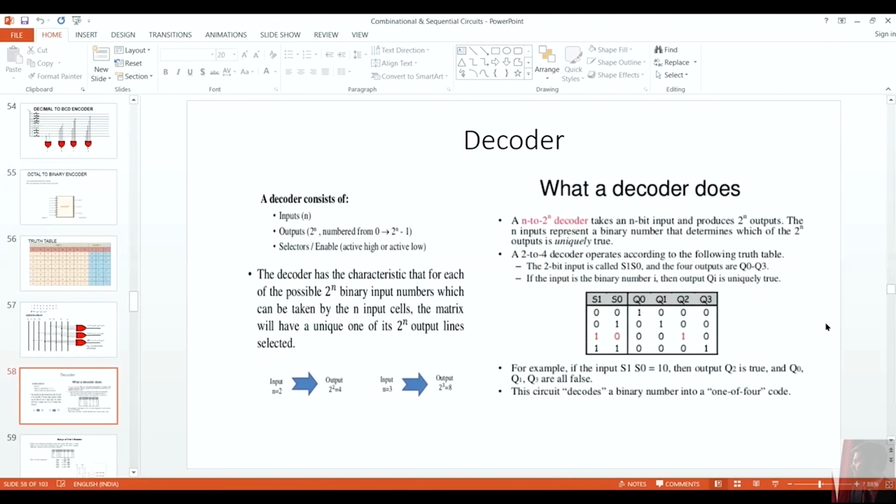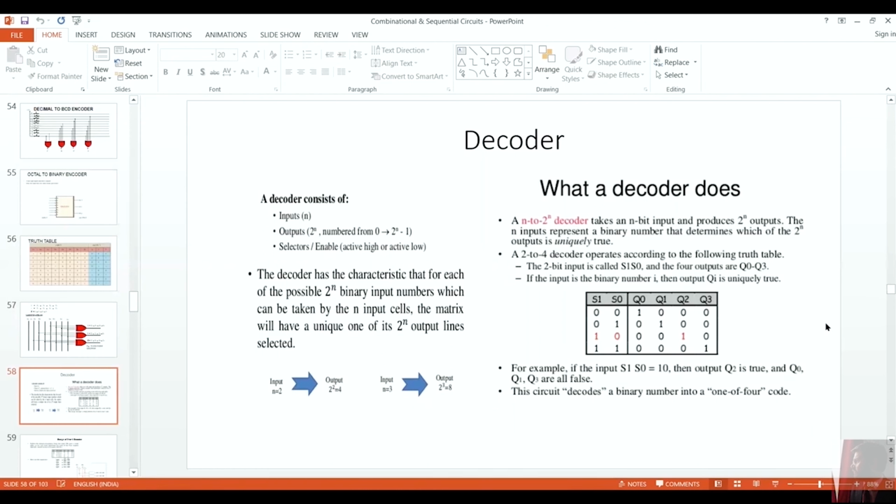This logic diagram can be designed. Now we're talking about the decoder. I already discussed this. A decoder is the opposite of the encoder. We have inputs and outputs, and select lines, which can be designed using certain conditions, permutation and combination. So it is totally opposite to the encoder.